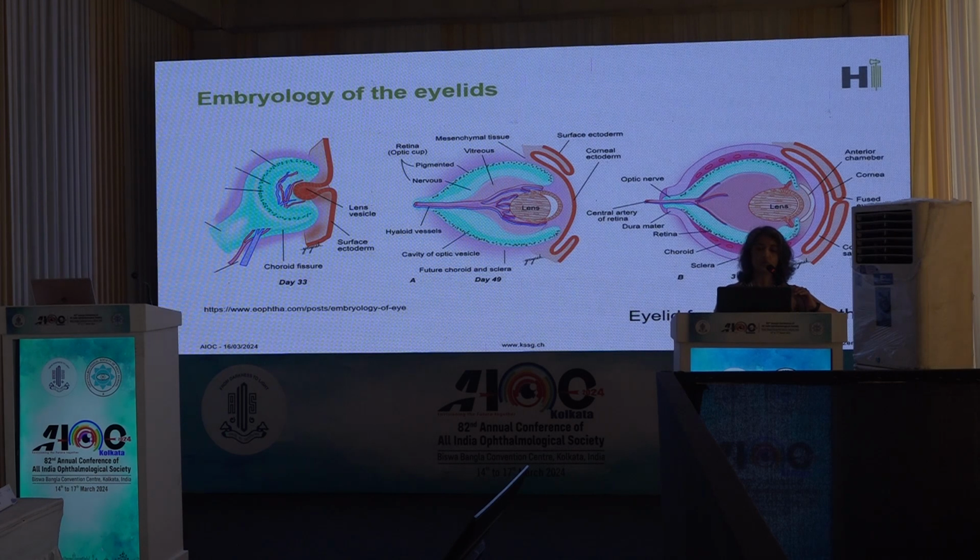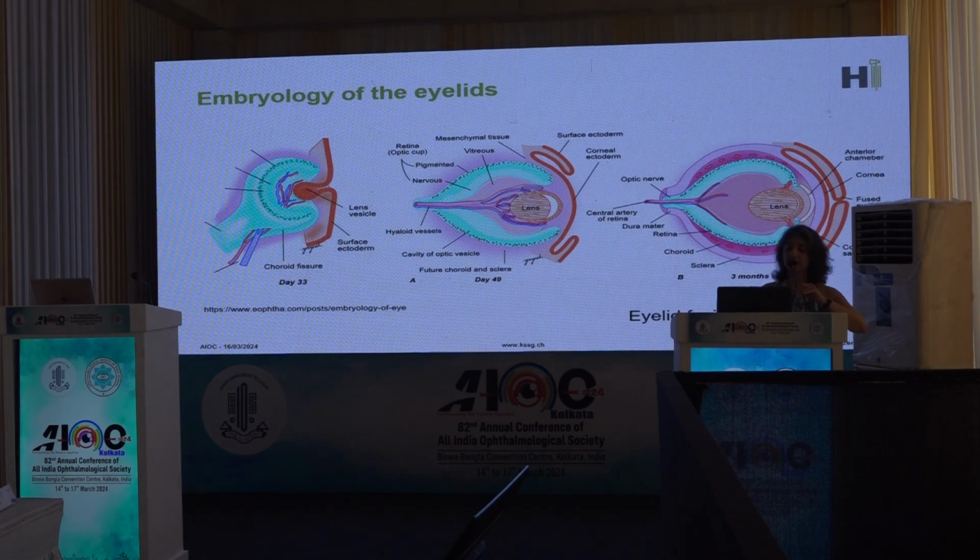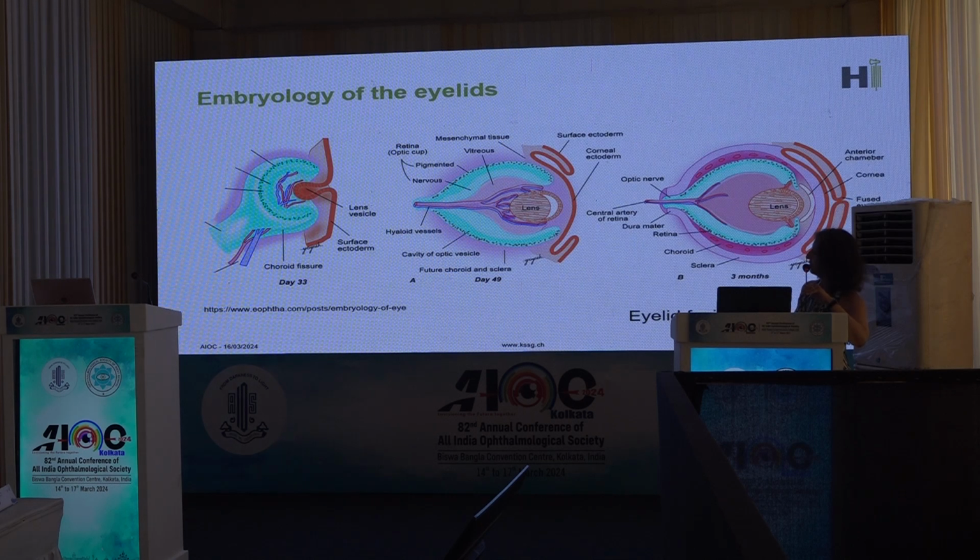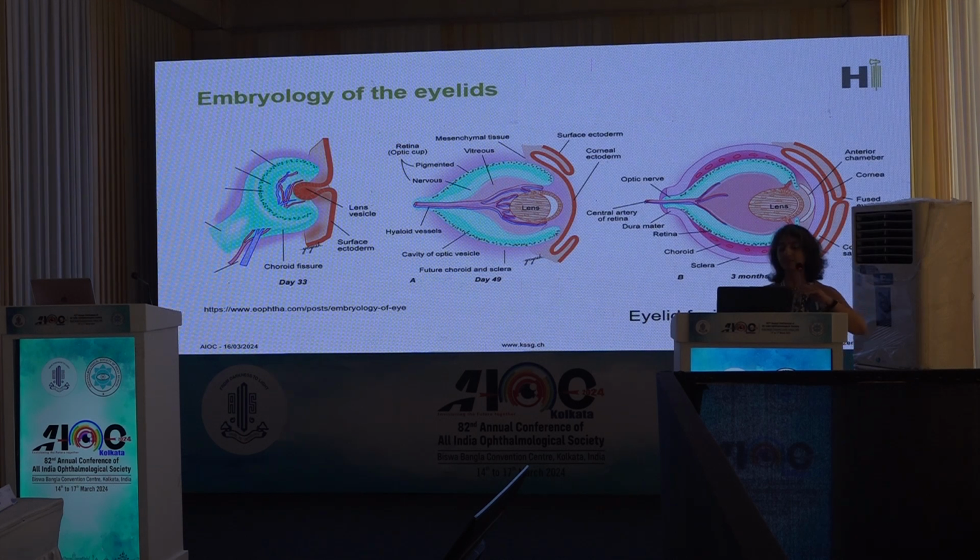So I just want to briefly touch on the embryology of the eyelids. It starts after the first month with the lens vesicle developing and the surface ectoderm invaginating on top of it, then forming 2 folds of surface ectoderm, which is basically driven by the mesoderm, which is pushing it forward.